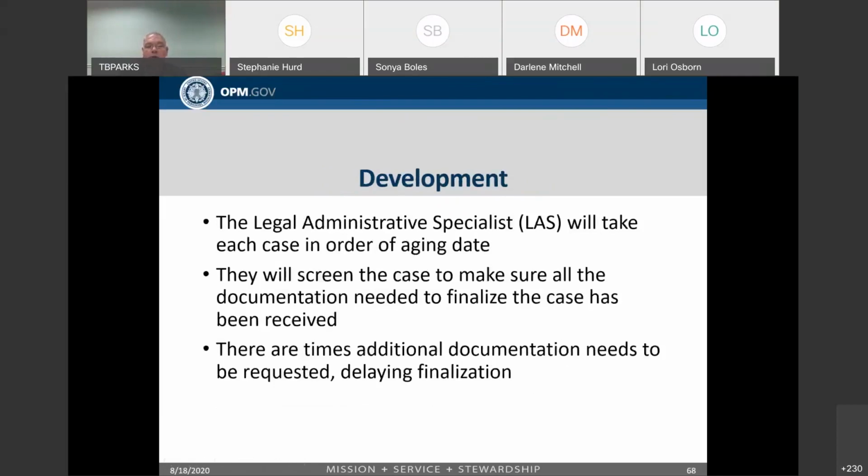Development-wise, claims are assigned by management to the legal administrative specialists. Once those cases are assigned, which is by aging date, they would screen the cases to make sure all the documentation is there. If not, they would have to develop for the information that's needed, and that does delay the finalization of those claims. So again, ideally, it's best to have everything we need as soon as possible, so that we're not making the survivors wait any longer than they have to get the benefits that they need.